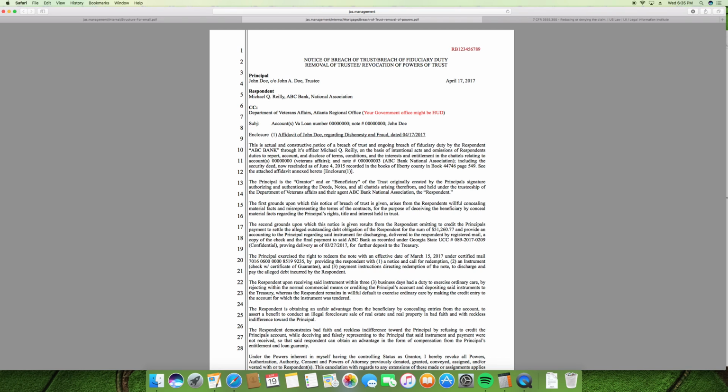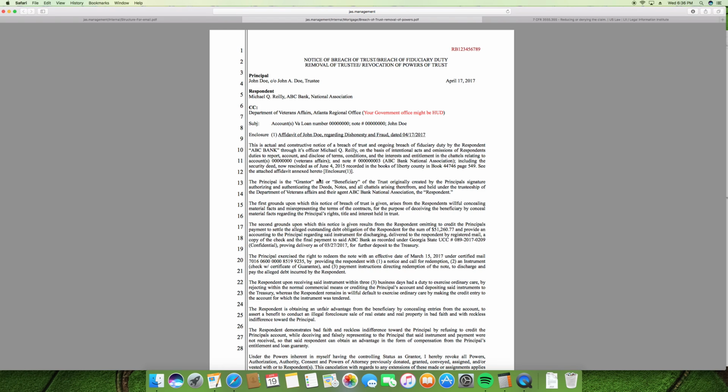This is actual and constructive notice of a breach of trust and the ongoing breach of fiduciary duty by the respondent ABC Bank through its office, on the basis of intentional acts and omissions of the respondent's duties to report, account, and disclose terms, conditions, and interest and entitlement in the chattels relating to accounts. I list all the account numbers, including the security deed now rescinded as of June 4th, 2015, recorded in the books of Liberty County, book number, page number, whatever, right? Just laying out the scenario.